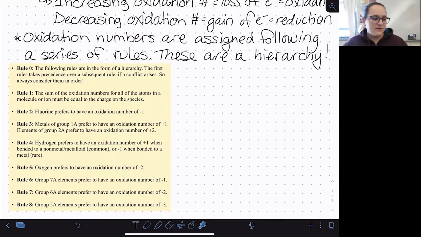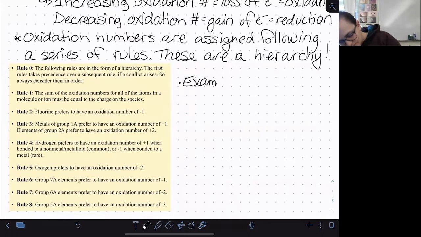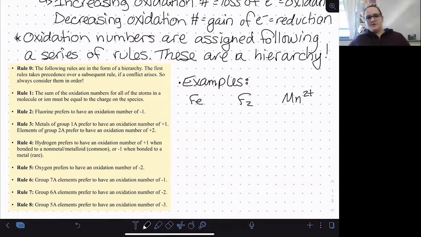And now we're going to look at a whole bunch of examples. I think that's the best way to get a feel for how to use these. First examples: Fe, F2, and Mn2+. So these are starting out really, really simple.